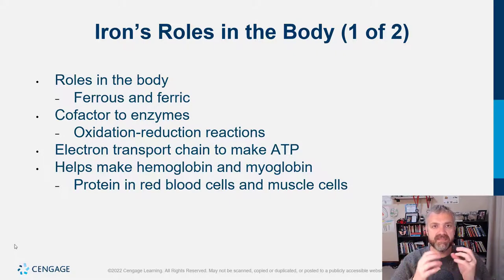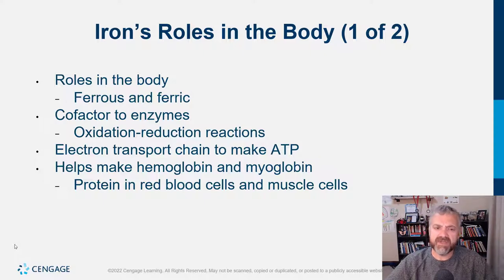When you oxidize something, it's when you peel electrons off of it. When you reduce something is when you add or transfer electrons to it. So anytime there's this movement of electrons, then iron's involved. Iron is involved in the electron transport chain to make ATP, which, remember, ATP or adenosine triphosphate is the energy currency that our cells use, so clearly important.